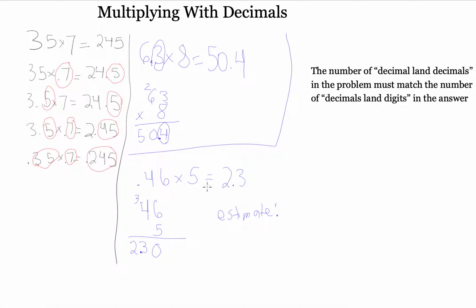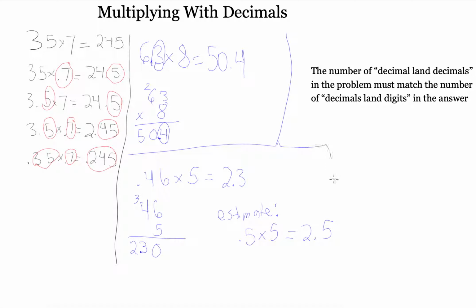So we could say that 0.46 is very similar to 0.5. Let's round that to 0.5. And I have 5. So 0.5 times 5 is 2.5. And 2.5 is in the ballpark. That means it's very close to 2.3. So I'll know, okay, based on my estimate, I did this question correctly.